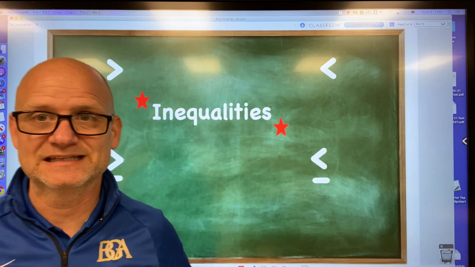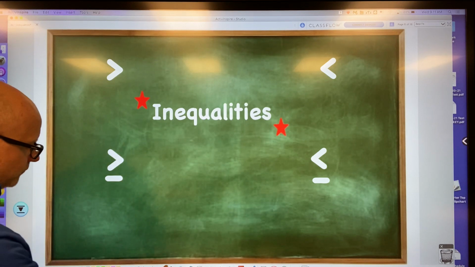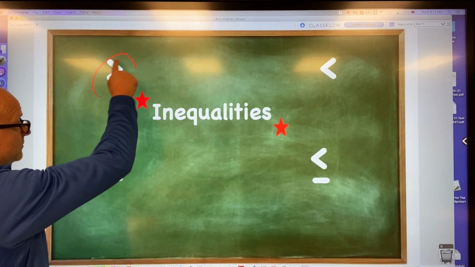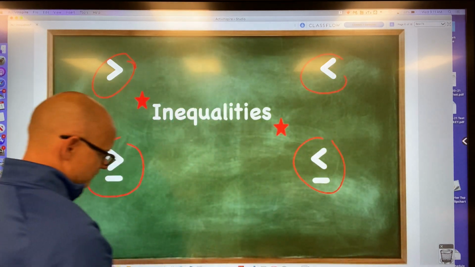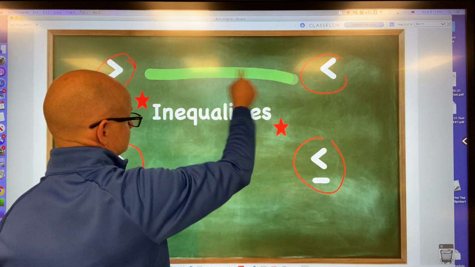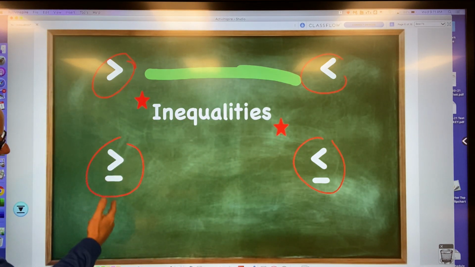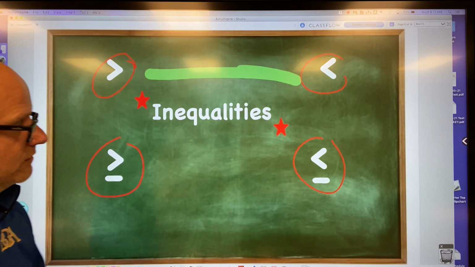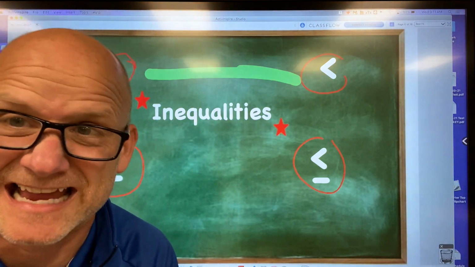The topic is inequalities. So get out your pencil, pen, composition book, and let's take some notes. When you think of inequalities, one thing that comes to my mind are these symbols. You are very familiar with these two symbols, less than and greater than. These two would be greater than or equal to, and less than or equal to. So we're going to discuss inequalities today. Let's go.